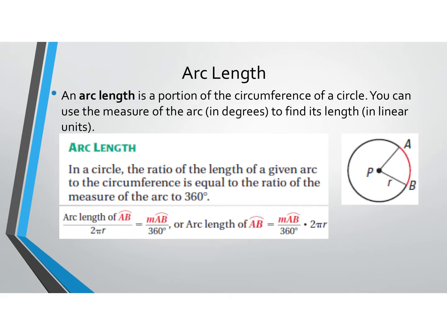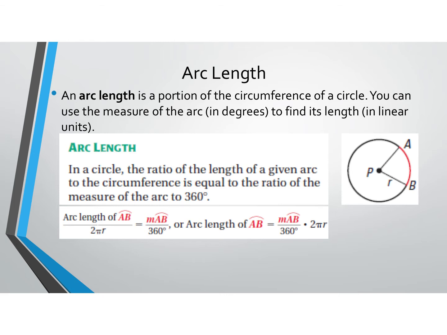All right, so let's go ahead and see another definition. The next one is arc length. An arc length is the portion of the circumference of a circle. You can use the measure of the arc in degrees to find its length in linear units. So in the last chapter, we talked about arcs, and it was always measured in degrees.